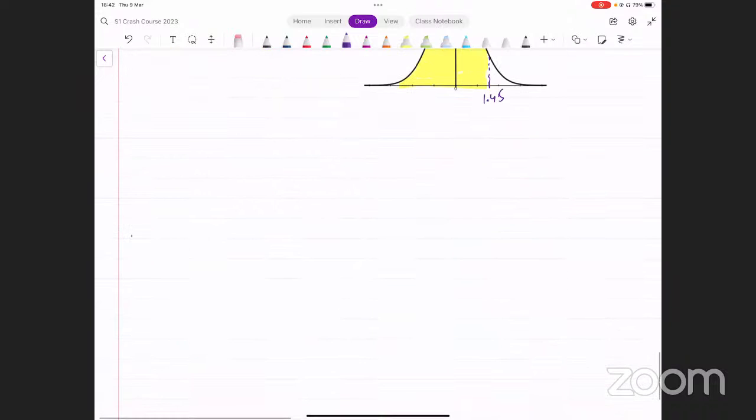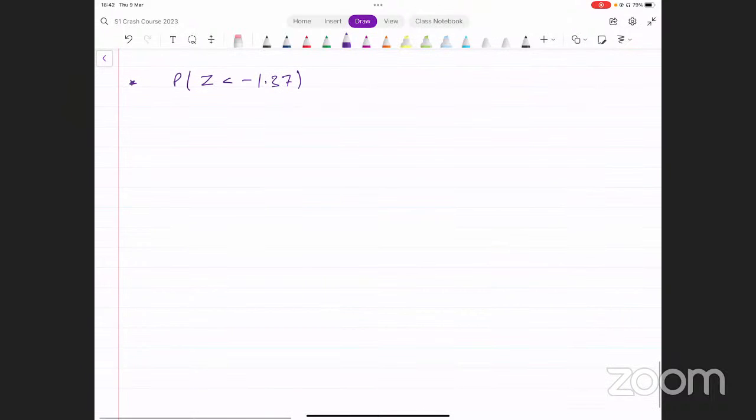Let's say we have something like this: probability of z less than minus 1.37. This is what we're looking for. So let's say we had something in terms of x, we converted that to z. That gave us something like this: probability of z less than minus 1.37. How do you find this area from the table?